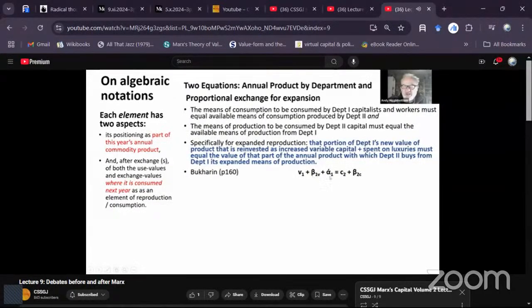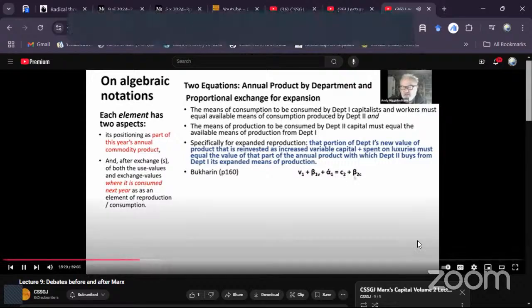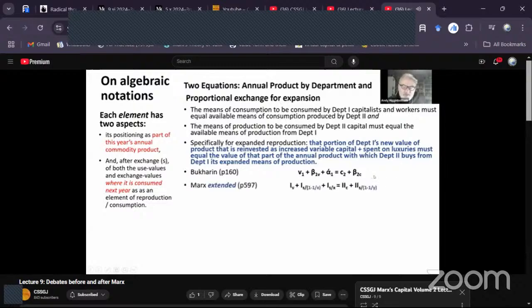So the surplus value has now been divided between expanding variable capital and, off here somewhere else, expanding constant capital and spending on luxuries. And that is all means of production, but it's exchanged. What it's exchanged for must be the means of production that are sold, and that selling must be equal to the expanded means of production for department 2.